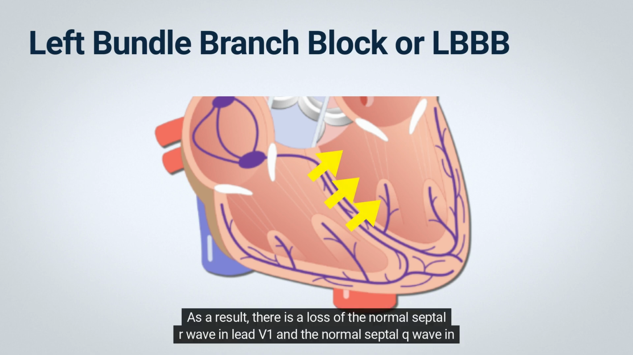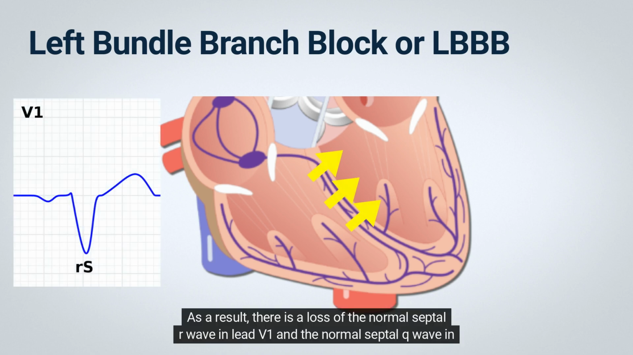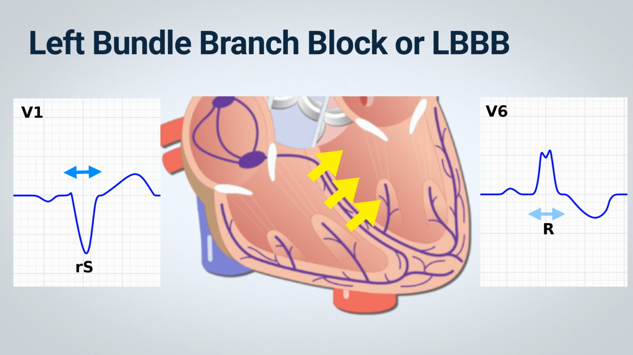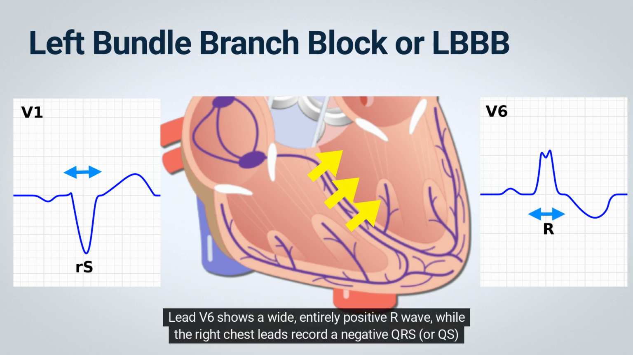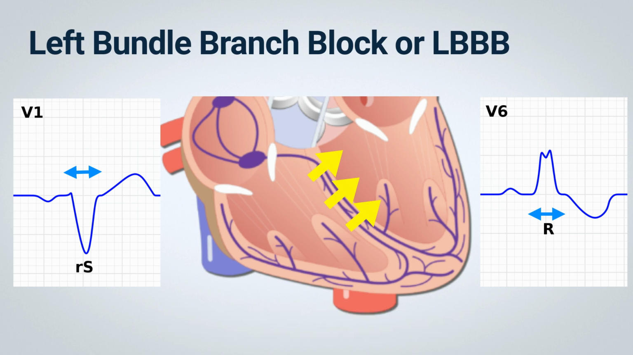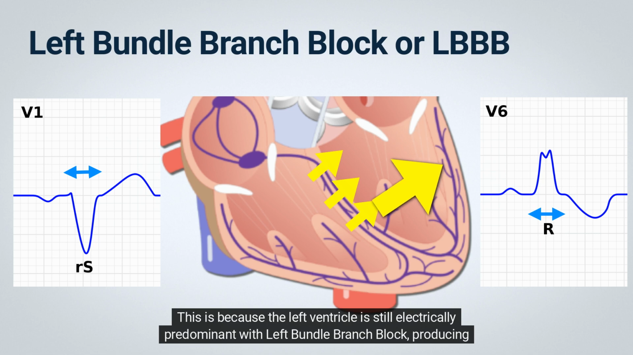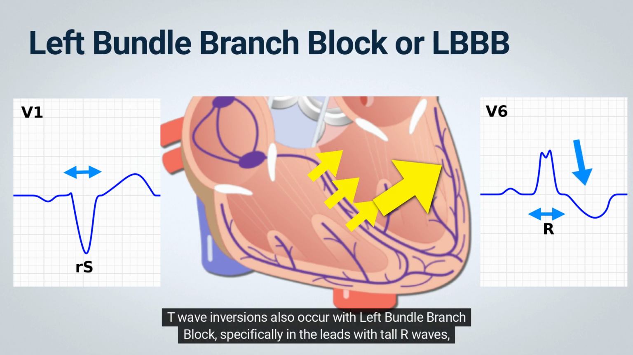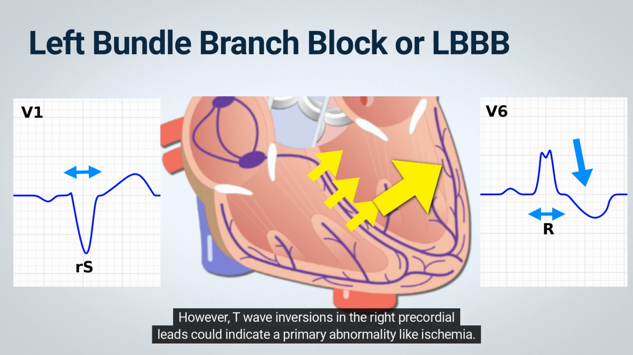As a result, there is a loss of the normal septal R wave in lead V1 and the normal septal Q wave in lead V6, and the QRS complex becomes abnormally wide. Lead V6 shows a wide, entirely positive R wave, while the right chest leads record a negative QRS or QS complex. This is because the left ventricle is still electrically predominant with left bundle branch block, producing greater voltages than the right ventricle. T-wave inversions also occur with left bundle branch block, specifically in the leads with tall R waves, such as the left precordial leads. However, T-wave inversions in the right precordial leads could indicate a primary abnormality like ischemia.